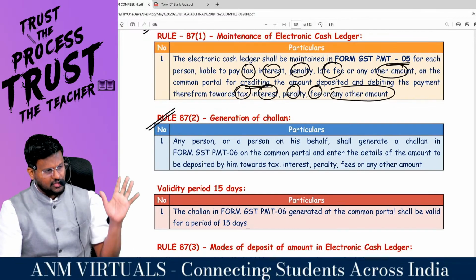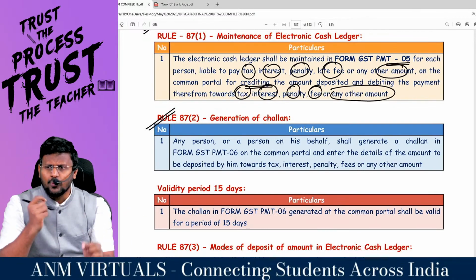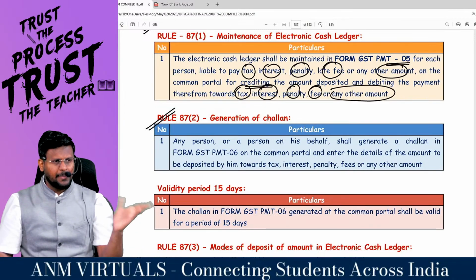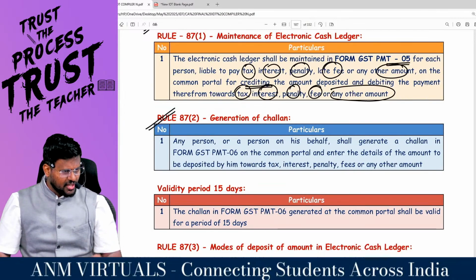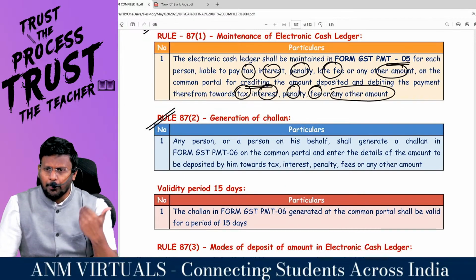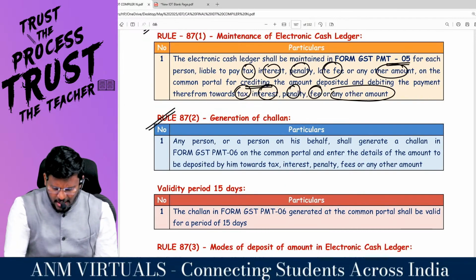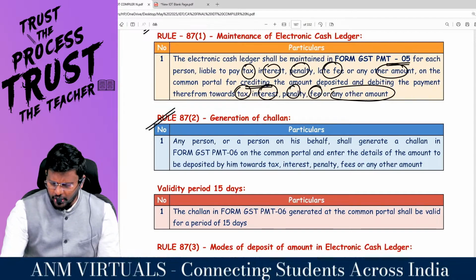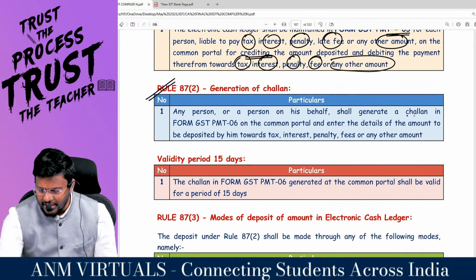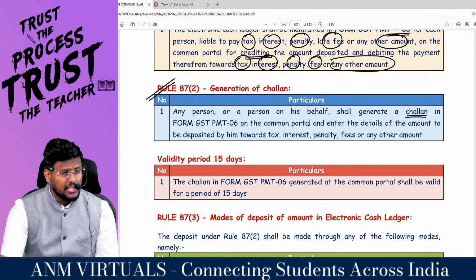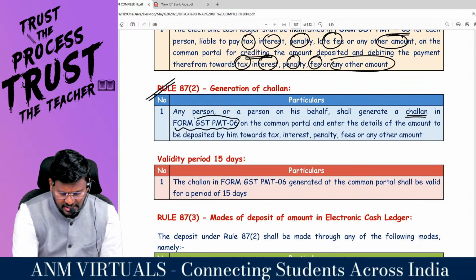generation of challan. So the challan will be generated. It's like a receipt. Once I deposit an amount, sir, automatically the portal will generate a challan. Any person, sir, or a person on his behalf shall generate a challan in form GST PMT 06.